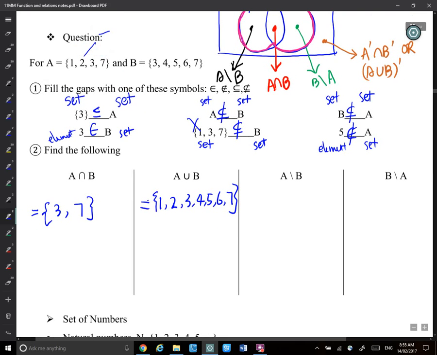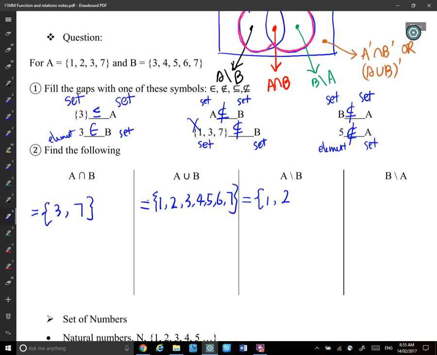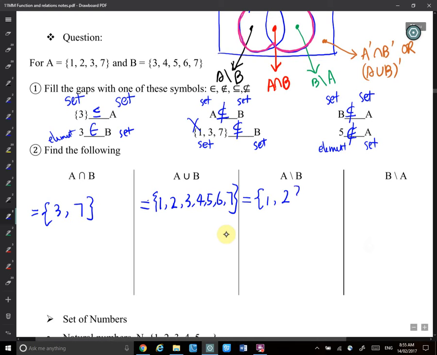The next one is A set difference with B. So in A but not in B. So what is in A? 1 is in A but not in B, so 1 is alright. 2 is in A but not in B, 2 is alright. 3 is in A but also in B, 3 is not good. 7 is in A but also in B, 7 is not good. So we have {1, 2}.